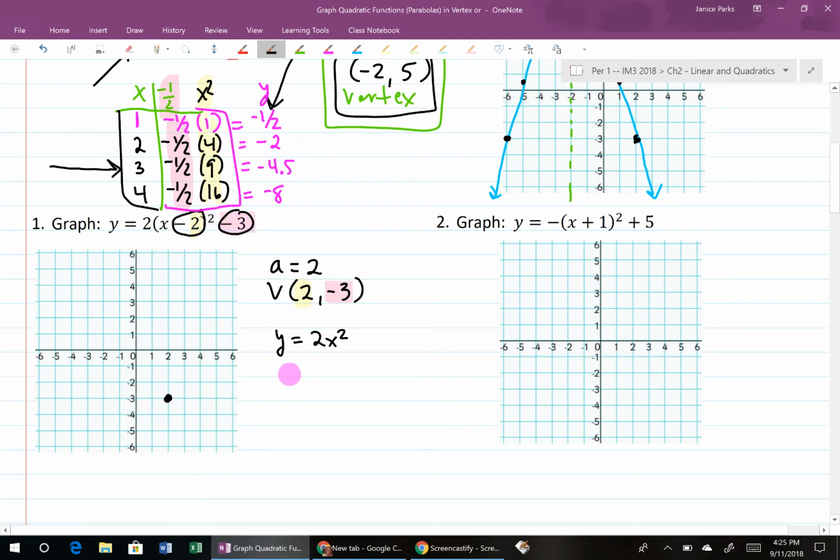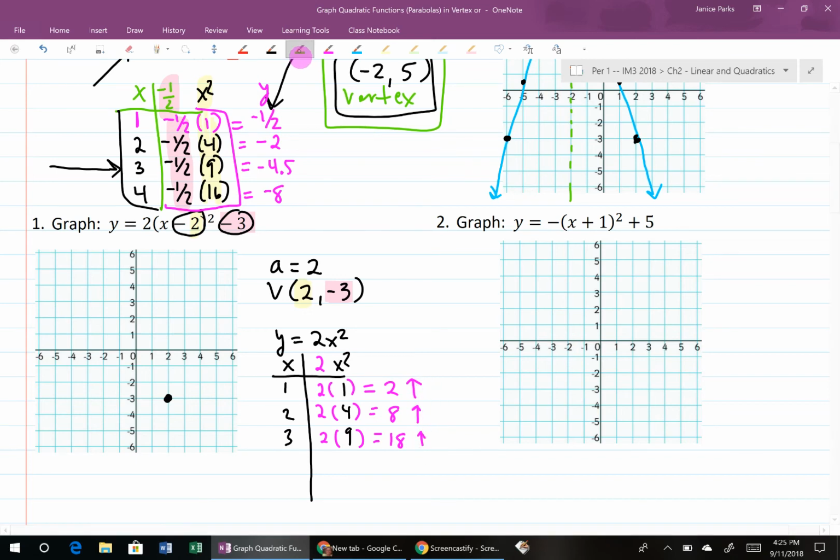Okay, so that means that my normal parabola, again, 1, 2, 3, so x squared would be 1, 4, 9, but because I have this 2 in front, I have to multiply those all by 2. So my up values become 2, 8, and 18. Okay, the y values. Again, we're starting here at the vertex, thinking of it as your new origin.